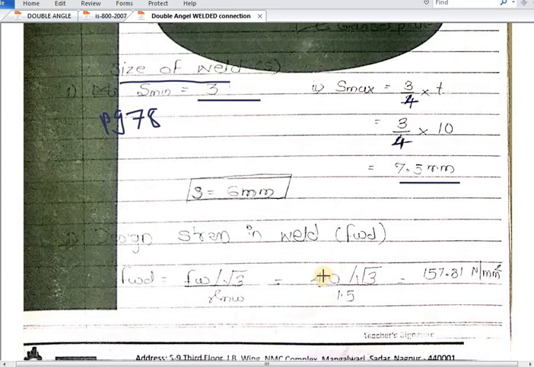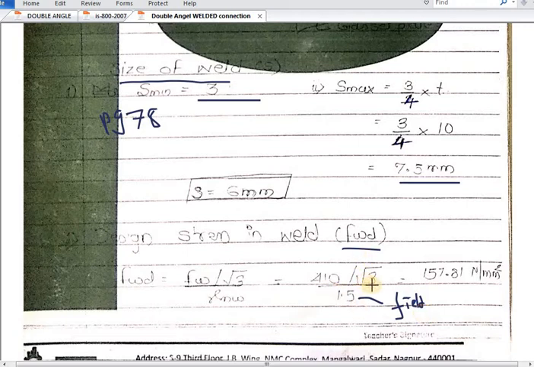Again, for design stress in weld, we have to refer to IS 800:2007 from page number 79. Design stress in weld fwd equals fu divided by square root of 3 gamma mw. So 410 is the value given in the question, divided by square root of 3, and 1.5 we have taken for field welding. At the start of the problem I showed you that the question says to use field welding, so from the table we take 1.5 for field. For shop we take 1.25.